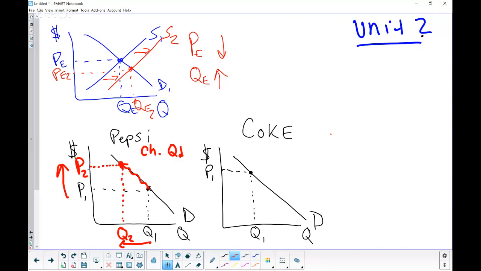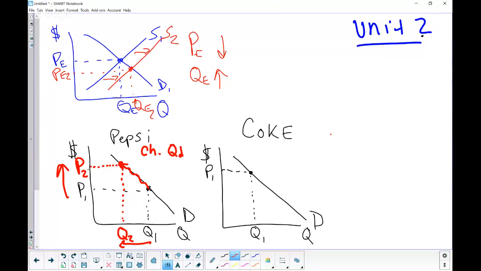Well, what's going to happen in our market? I mean, people still want their soda. They still want to drink the soda. So they're going to turn to a substitute, and that's going to be Coca-Cola. However, Coke's price is not going to change at all because Coke doesn't care what Pepsi does, which is not quite true, but Coke is not going to change their price.